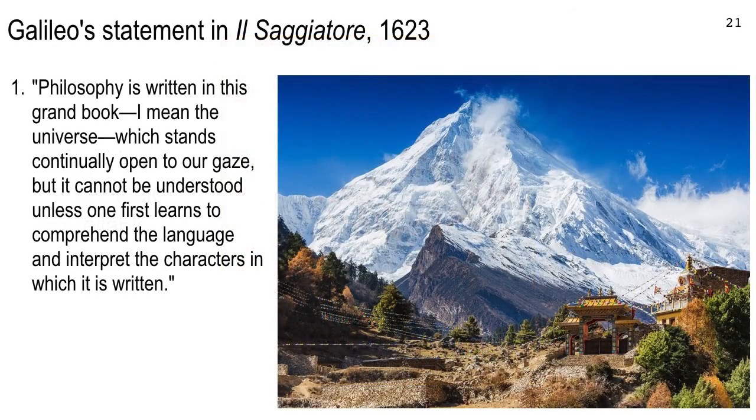Here's what he wrote. Philosophy is written in this grand book, I mean the universe, which stands continually open to our gaze. But it cannot be understood. See that? We're trying to understand something. It cannot be understood unless one first learns to comprehend the language and interpret the characters in which it is written.